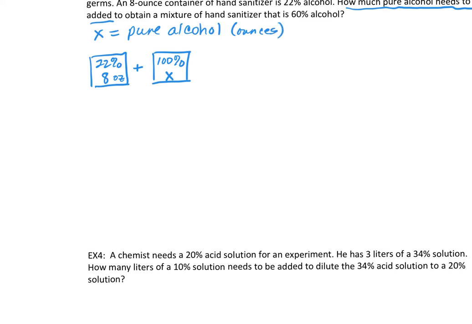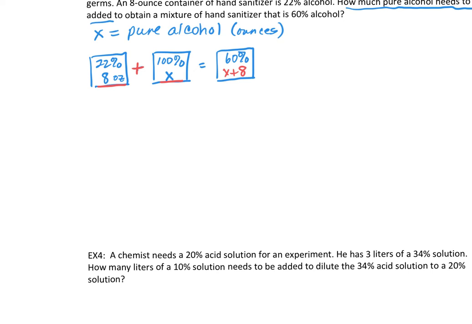So I start out with 22% mixture. I'm going to add in 100% of alcohol. And what the result is, so this is going to be equal to, I want a 60% mixture. So I am going to add those together, and I should get a 60% mixture. So the question is, how many ounces of mixture is there? Well, I started with 8 ounces. I'm adding X ounces, so I should end up with X plus 8 ounces.